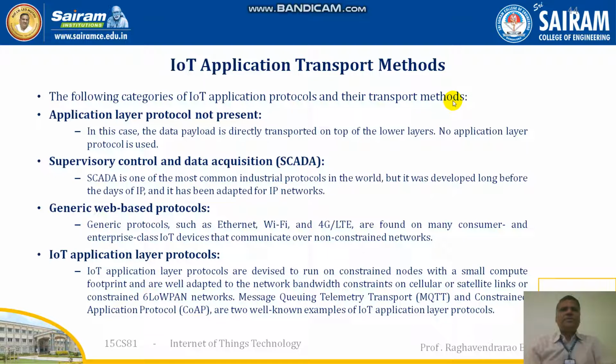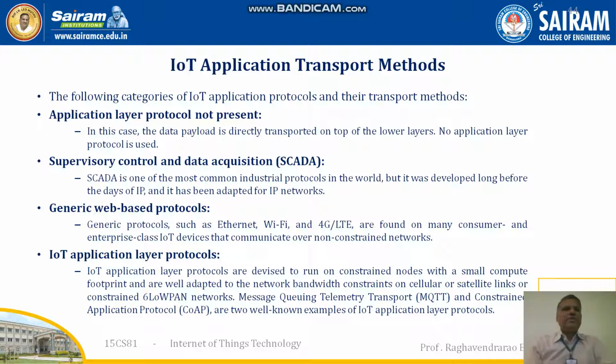For IoT applications, the following categories of IoT application protocols are going to be there. First is the application layer protocol, which is not present. In this case, the data payload is directly transported on top of the lower layers. No application layer is required in this. That is called a class 0 protocol.